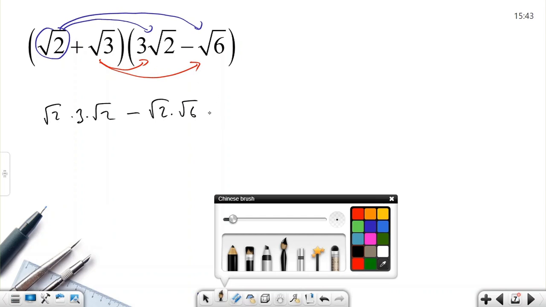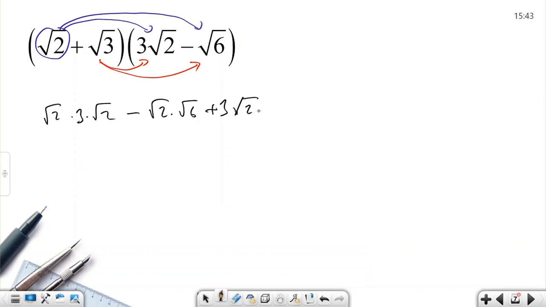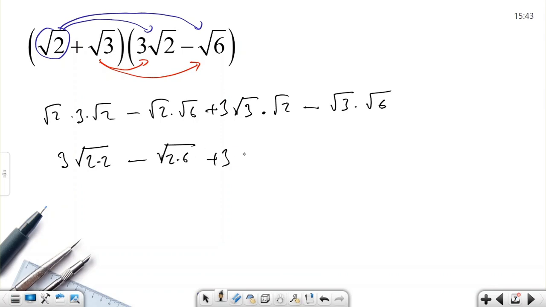Then I need to multiply the second one, square root of 3, by the other two terms. So 1 times 3 is 3, plus 3 square root of 3 multiplied by square root of 2. And I need to multiply by the second one, positive plus 1 times minus 1, you can think that way, negative square root of 3 multiplied by square root of 6. Now let's combine them. I'm going to write under the same square root, 2 times 2, minus 2 times 6, plus 3 times 2, minus 3 times 6.